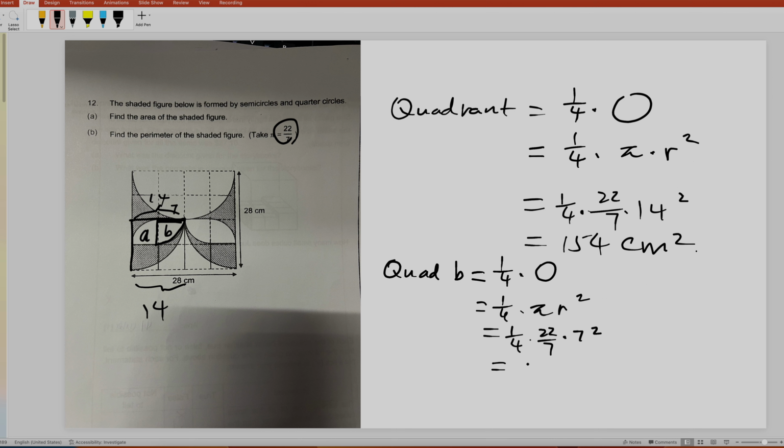38.5. Let me double check. Yeah, no problem. Very good. So it's 38.5. So the quadrant B is 38.5. So I'm going to write down 38.5 here. Can you see your quadrant A and quadrant B are the same? Yes. So it's also 38.5. So therefore, I think you can find the shaded region already. Because this one is 38.5, this one also 38.5.